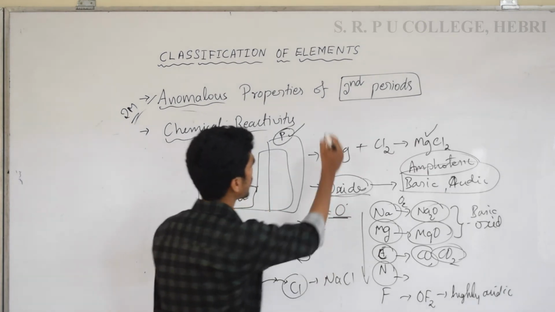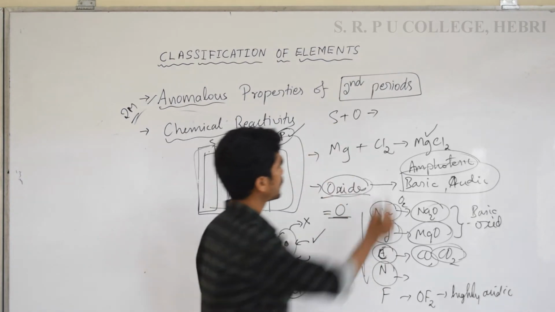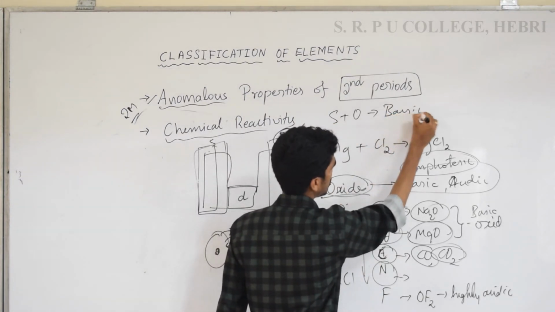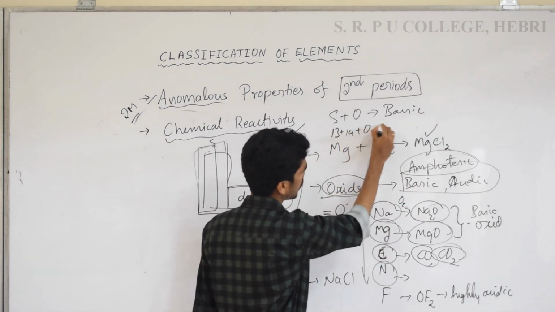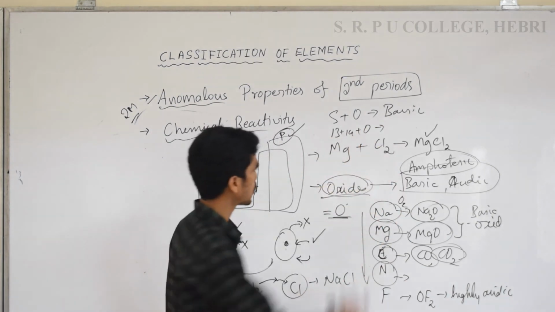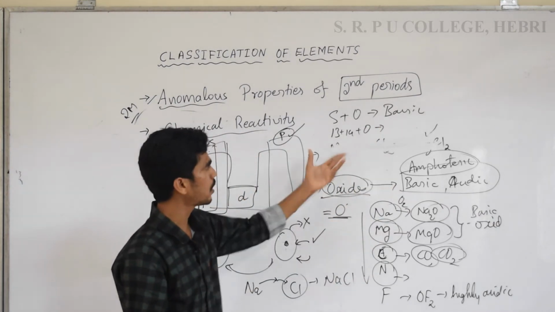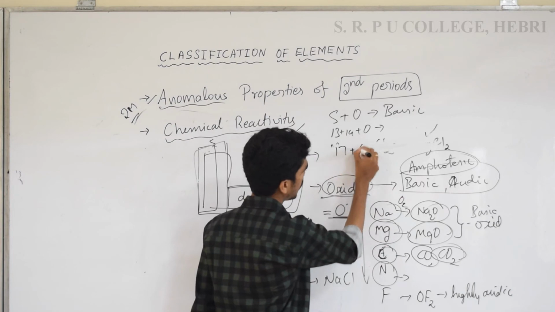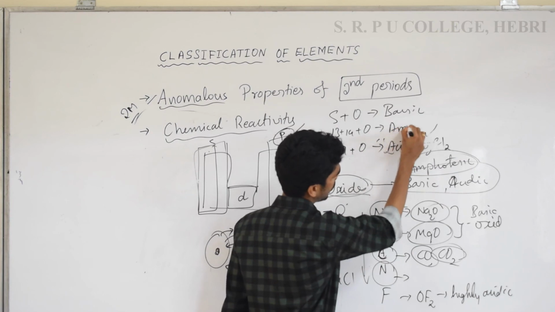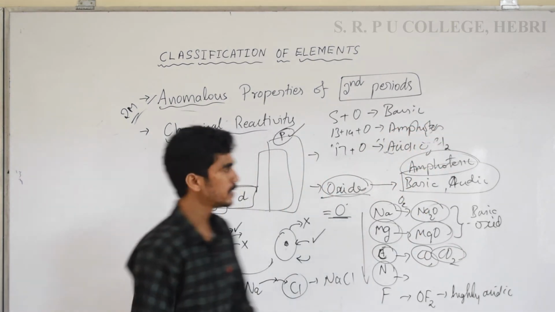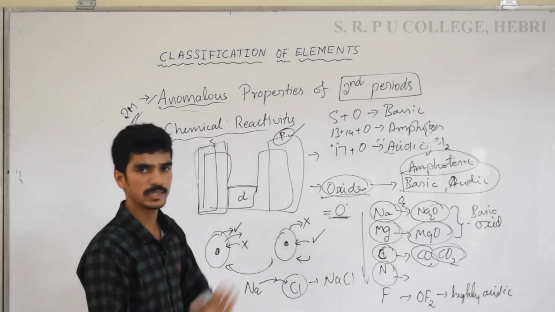So in general we can write: S block element combined with oxygen gives basic oxides. 13th group and 14th group combined with oxygen produce amphoteric oxides. Then 17th group combined with oxygen will form acidic oxides. This is about the chemical reactivity of the elements present in the periodic table.